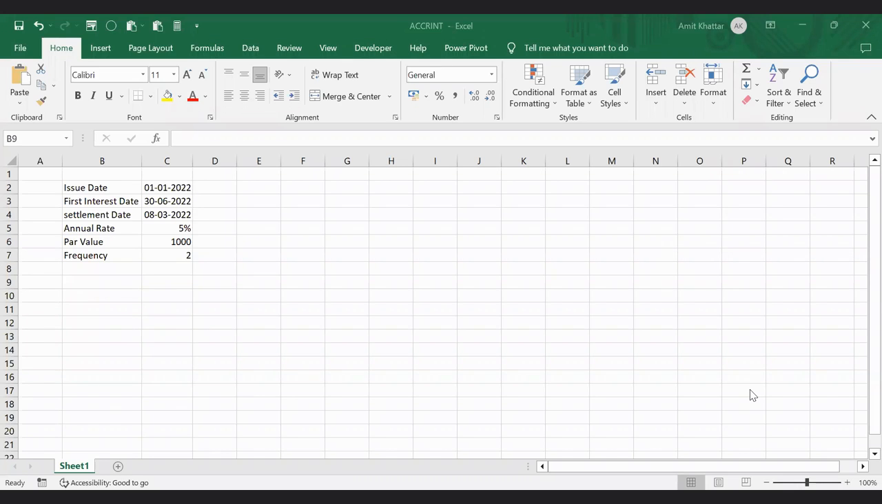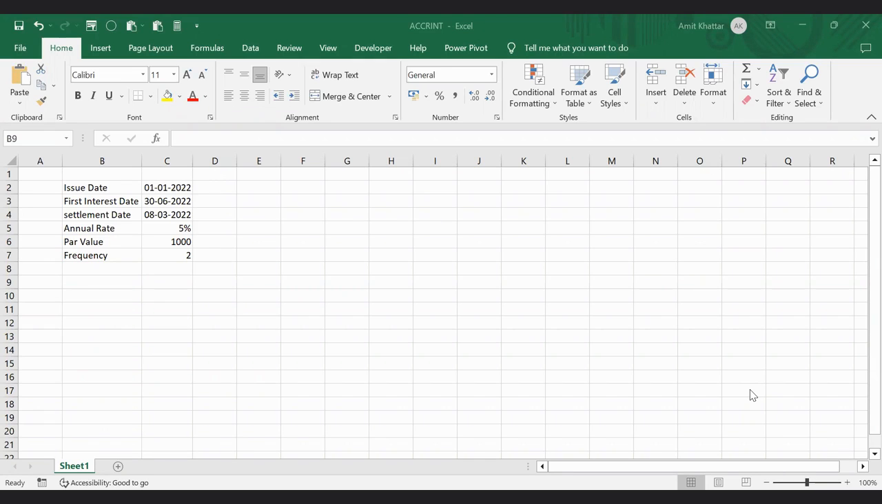Hi all. So today we are going to look at the accrued interest function in Excel. So let's consider a bond, and in case of this bond, let's say the issue date is 01/01/2020, the day the bond is issued. Now it's a semi-annual coupon bond, so the first interest will be paid after 6 months. So the first interest date becomes 30th June.